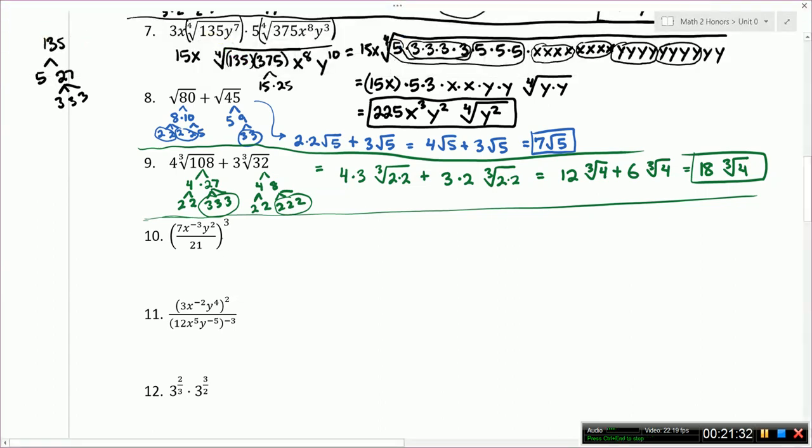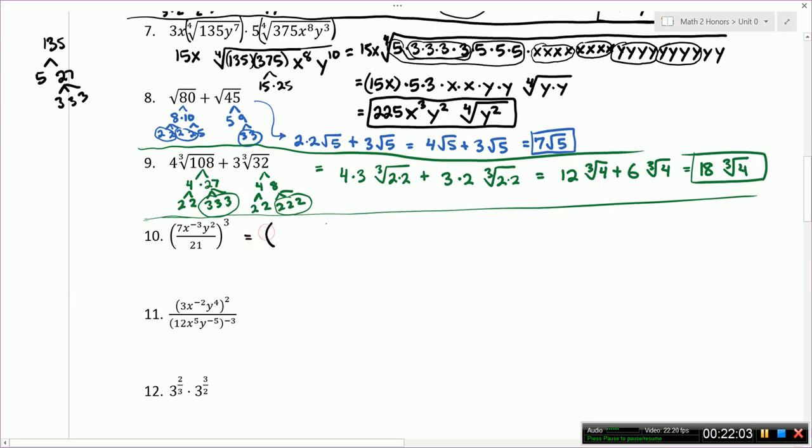On number 10, we have a fractional expression raised to the third power. We can raise everything to the third power, work with that cube on the outside of the fraction first, or we can try to reduce that fraction prior to raising everything to the third power. I'm going to try to reduce that fraction first because I notice there's a 7 over 21. I can make my numbers smaller there, and I'm going to work with that.